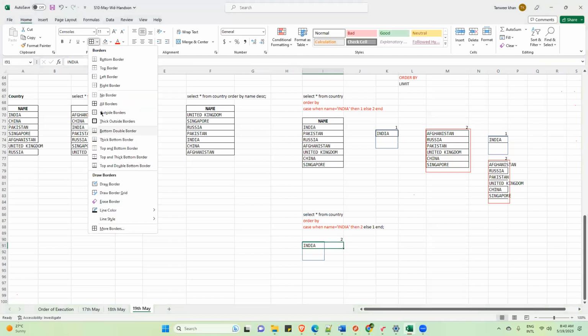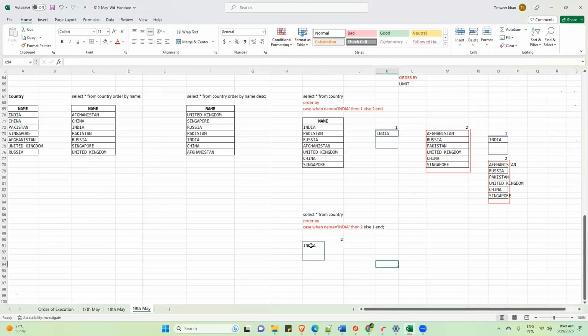So I'll place India in bucket number 2 here. Okay, clear? Fine. Else, what is the meaning of else? Apart from India. That is the dictionary meaning. Else, apart from India. So what do you want to do with the countries which are apart from India? Place in bucket 1. Good. We want to place all the remaining countries in bucket number 1.